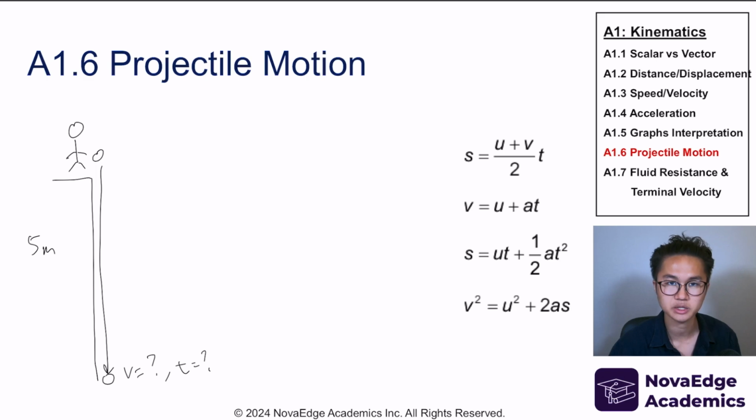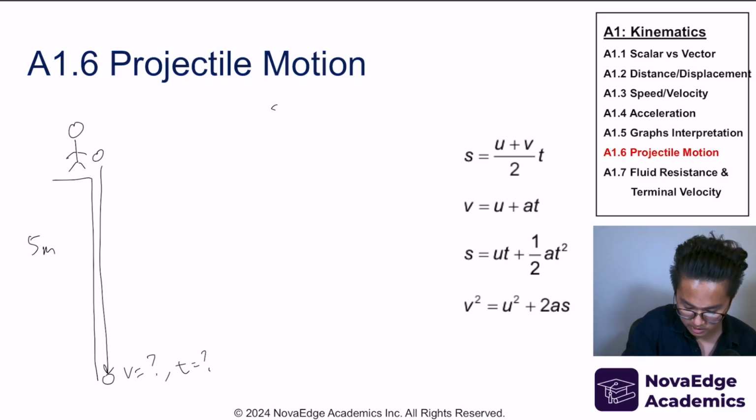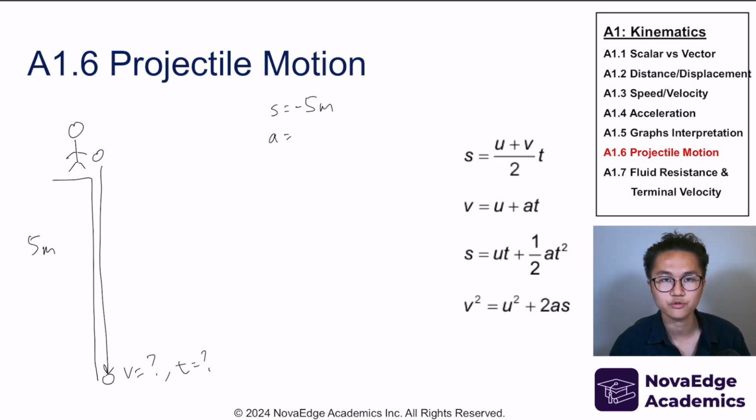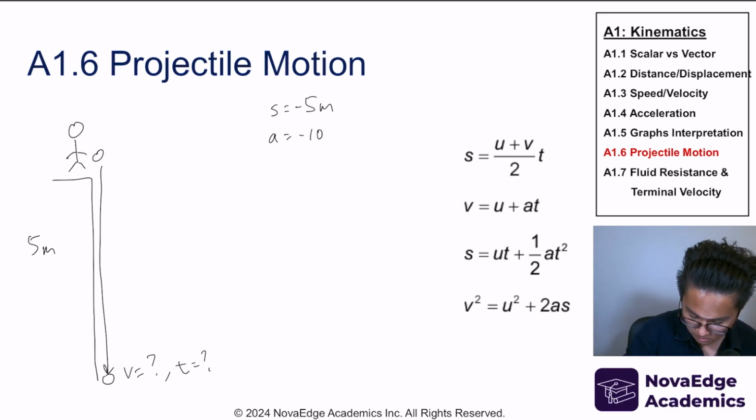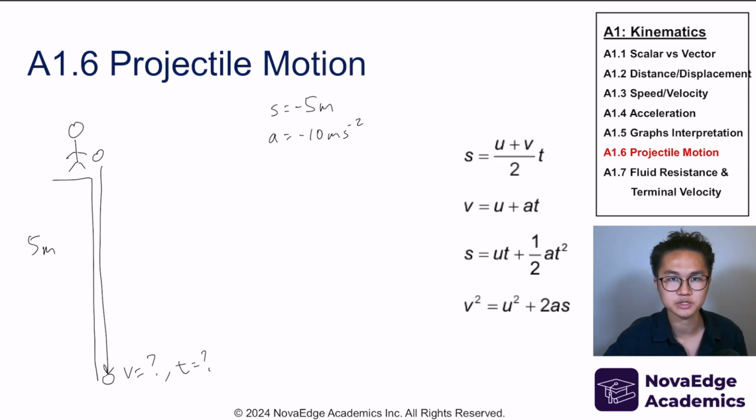Well, let's discuss the things we know, okay? And for any problems like this, I always encourage students to write down the things you know. For example, I know that the displacement of the object during this air travel is -5 meters. So s is -5 meters. I also know the acceleration of free fall is -9.81 meters per second squared, or just -10. And this is due to gravity, right?